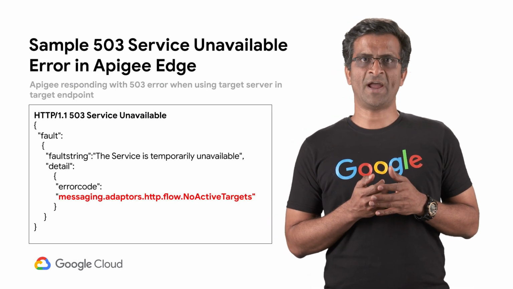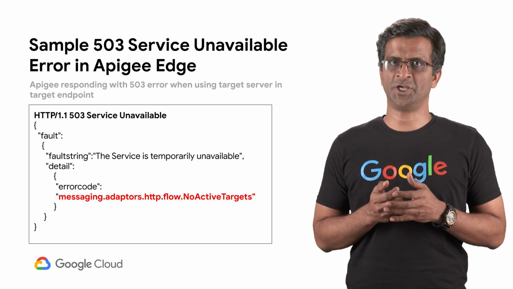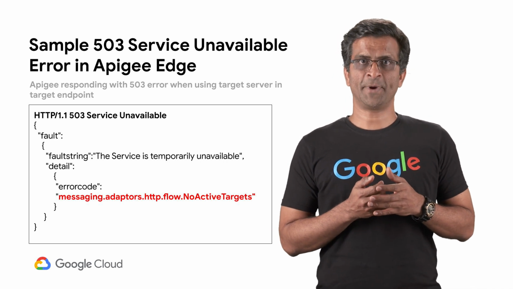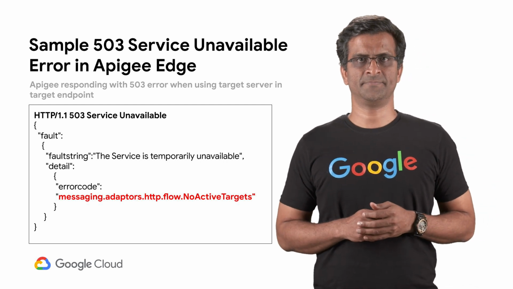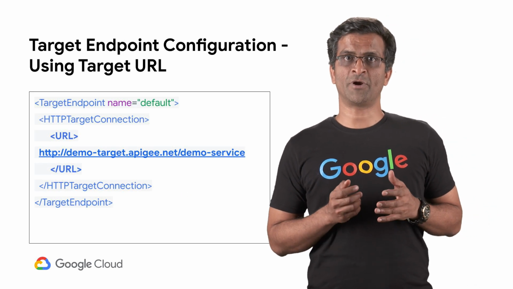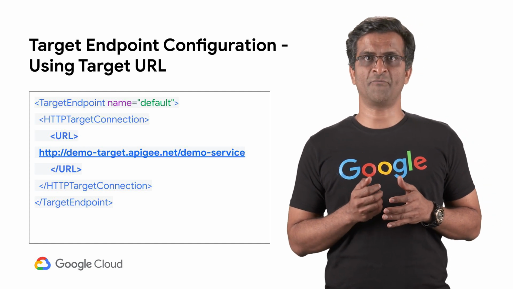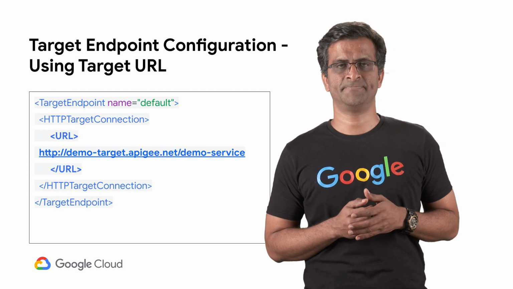Here is a sample 503 Service Unavailable Error with the fault code messaging.adapters.http.flow.NoActiveTargets. This typically occurs when target servers are used to configure backend services. Before we dive into troubleshooting this error live, let's learn about the different ways of configuring backend services in the target endpoint configuration in Apigee Edge.